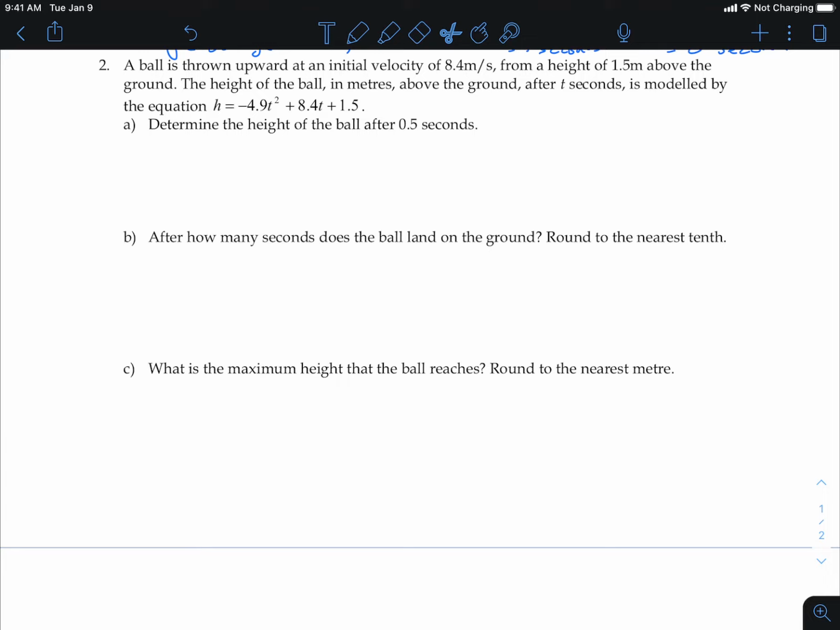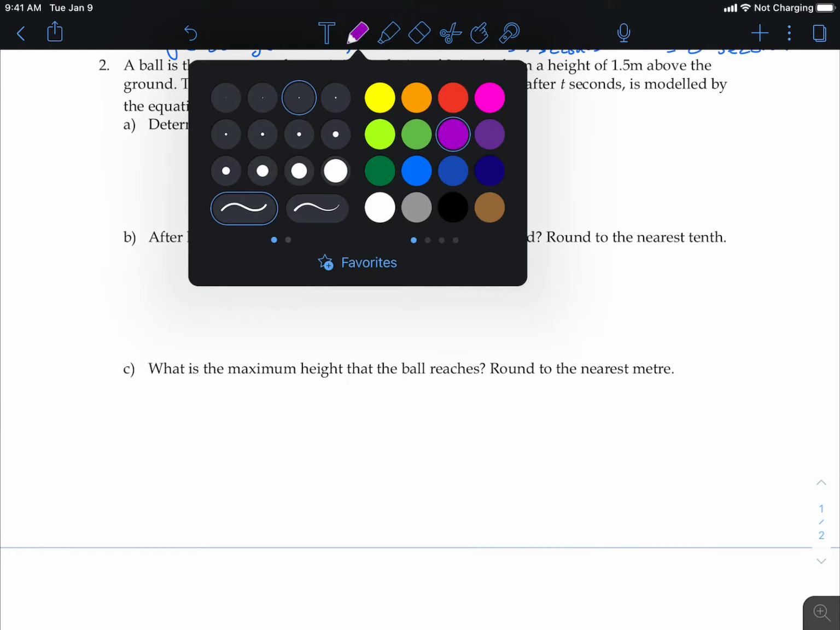A ball is thrown upward with an initial velocity of 8.4 meters per second from a height 1.5 meters above the ground. The height of the ball in meters above the ground after t seconds is modeled by this equation. Again, it's a very similar physics question. Not much has changed from the first question to this one.